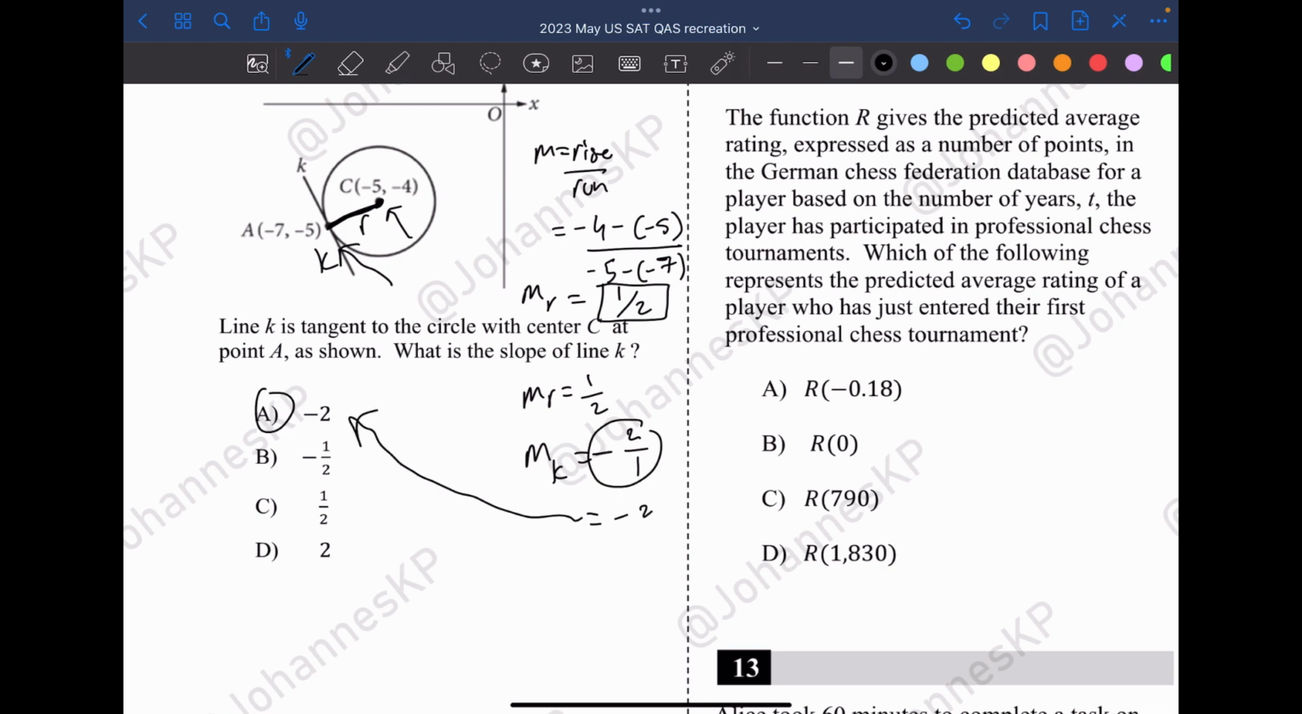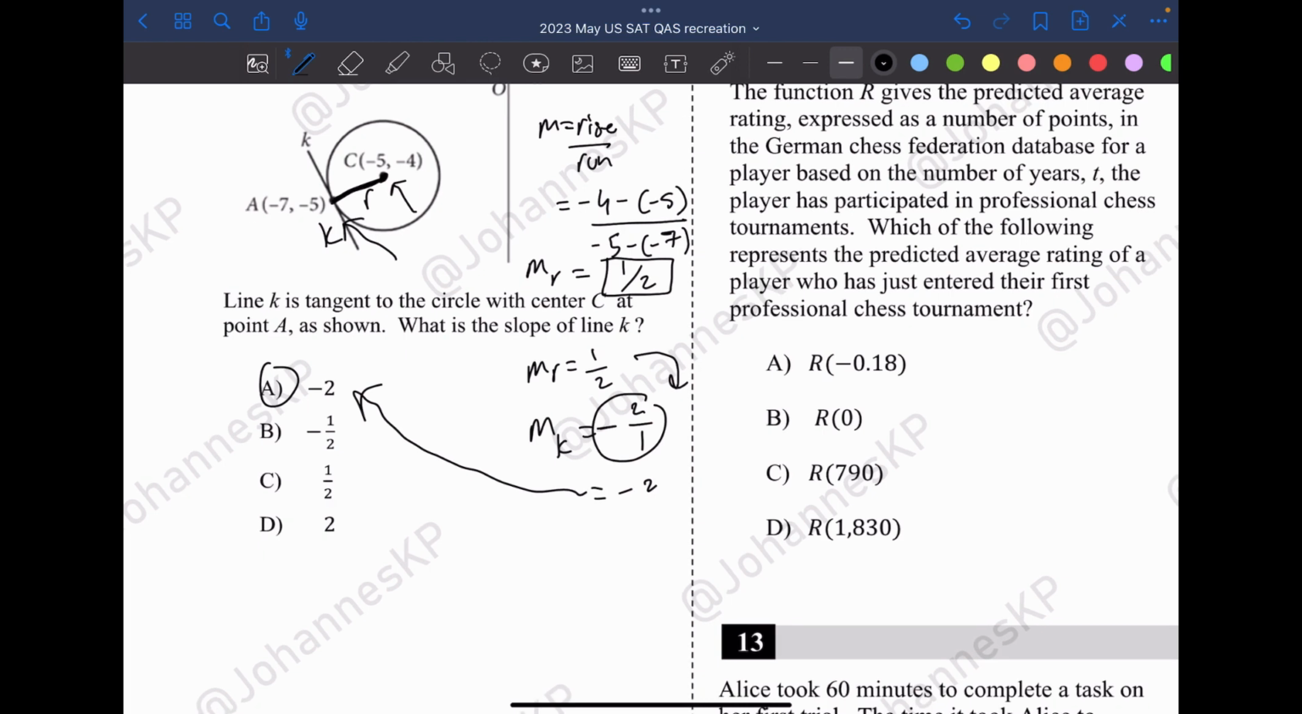By the way, what I did here is called the negative reciprocal. The reciprocal is what you flip. That's called the reciprocal, and then to make it negative, you just call it negative. So negative reciprocal is how you find any perpendicular slope in general. Not just for this question, but if you have two perpendicular slopes, if you do the negative reciprocal of each one, you get the other one. So that's it for question number 11. Let's move on to question number 12.